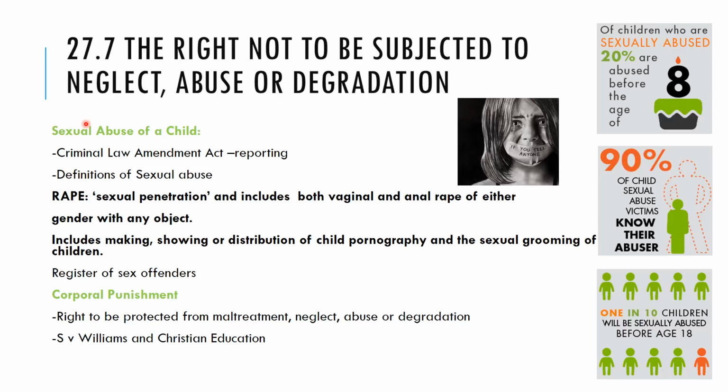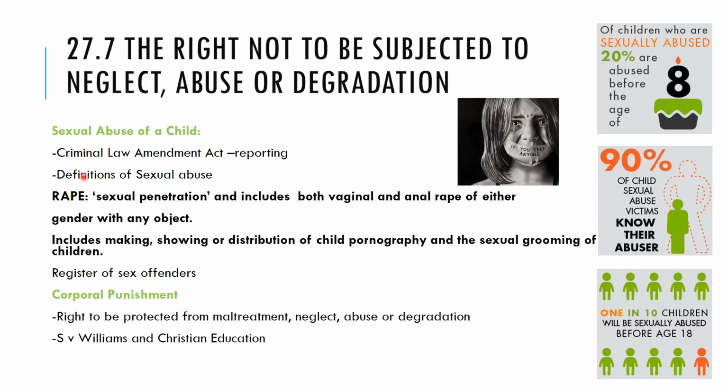The next one is sexual abuse of a child. In South Africa, sexual abuse of a child is a very, very big problem, with some statistics stating that 1 in every 4 children are abused. If you look at these stats, these are worldwide stats. They say 20% of children who are sexually abused worldwide are abused younger than the age of 8. 90% of child sexual abuse victims know their abusers, and 1 in 10 children will be sexually abused before the age of 18. This especially places a duty on the state to protect children from their own caregivers.